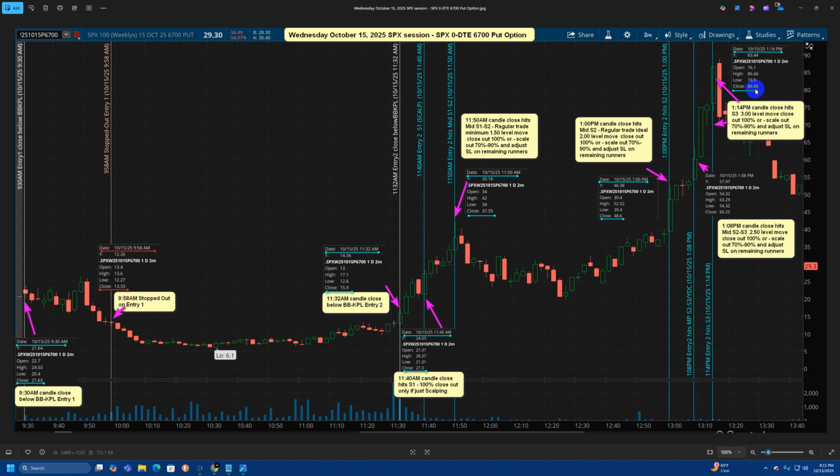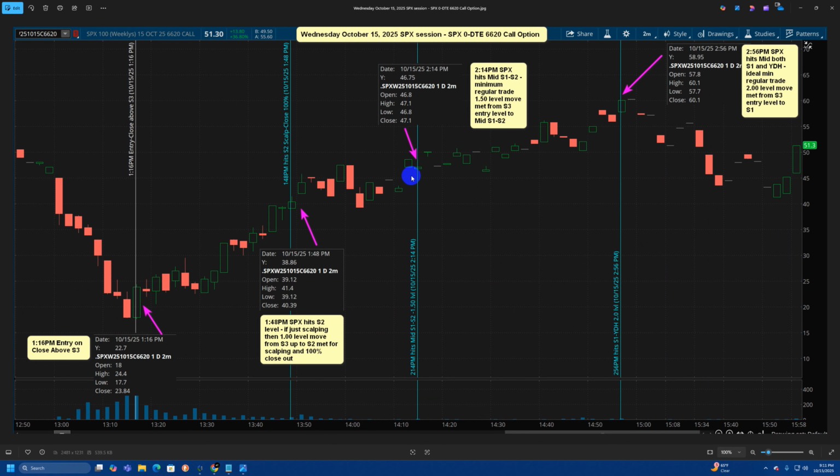Now we'll look at the call option. Here is the 66.20 call option. Remember, this is the play off of S3. 1:16 p.m. entry on close above S3. That was the very strong breakup candle above S3. And after that long downturn, 1:16 p.m. close of this candle, 23.84.